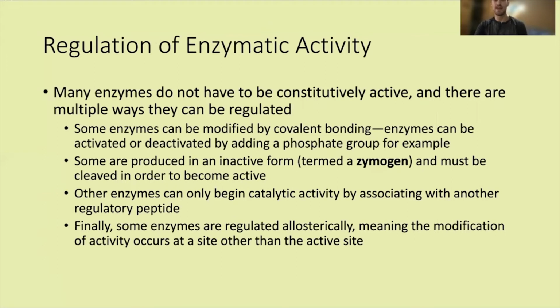Some are produced in an inactive form, which is called the zymogen, and they must be cleaved in order to become active. So sometimes they'll have a cap or some sort of inhibiting protein that's attached to them. And when you cut that off, the enzyme becomes active. Other enzymes can only begin catalytic activity by associating with a regulatory peptide. So they have to associate with a certain protein before they become active.